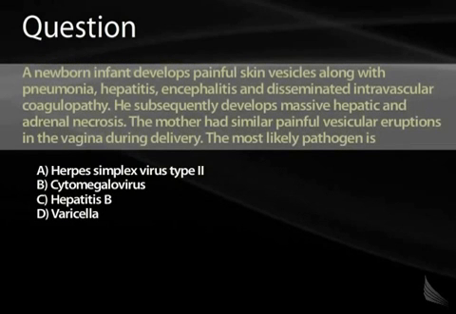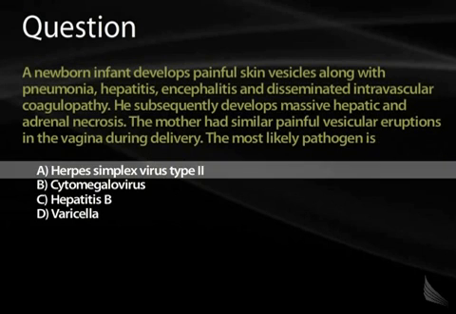Question. A newborn infant develops painful skin vesicles, along with pneumonia, hepatitis, encephalitis, and disseminated intravascular coagulopathy. He subsequently develops massive hepatic and adrenal necrosis. The mom had similar painful vesicular eruptions in the vagina during delivery. The most likely pathogen? This is more the situation with HSV type 2. Mom has lesions on her vagina. We've got encephalitis, hepatitis, pneumonia, and DIC. That's going to be more consistent with HSV. Contrast that with the previous question where we talked about CMV.